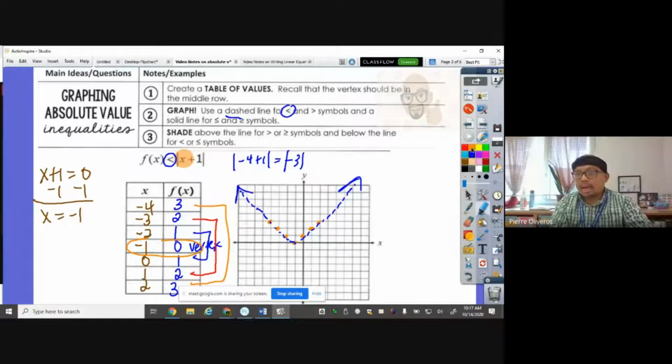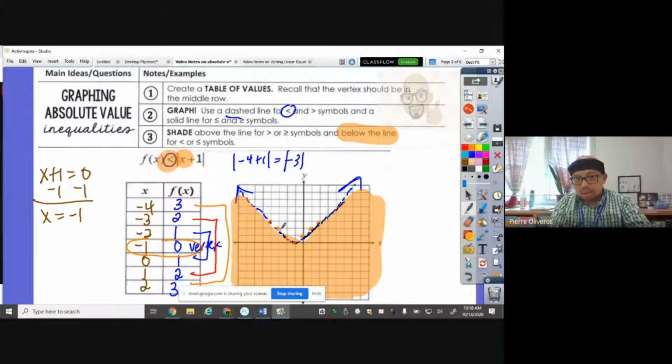And I'm going to highlight, since that's less than, I'm going to highlight below the line. Below this one here will be this portion of the plane. There you go. So if I ask you a solution anywhere in the shaded area, okay, and this is dashed, so any point along this V shape is not part of the solution. Okay. All right. There you go. Thank you. Move on.